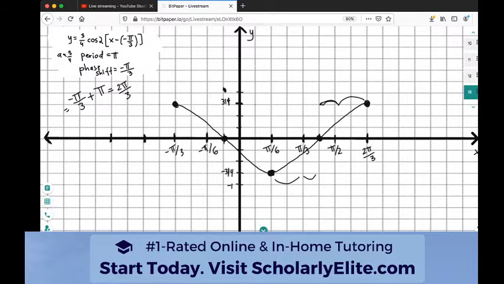If you want to draw another period, you can figure out what the next period is going to be by going 2 pi over 3 plus pi, because the period is pi. And obviously this can be changed into 3 pi over 3. So overall this is going to become 5 pi over 3. So over here, you'll get to 5 pi over 3.